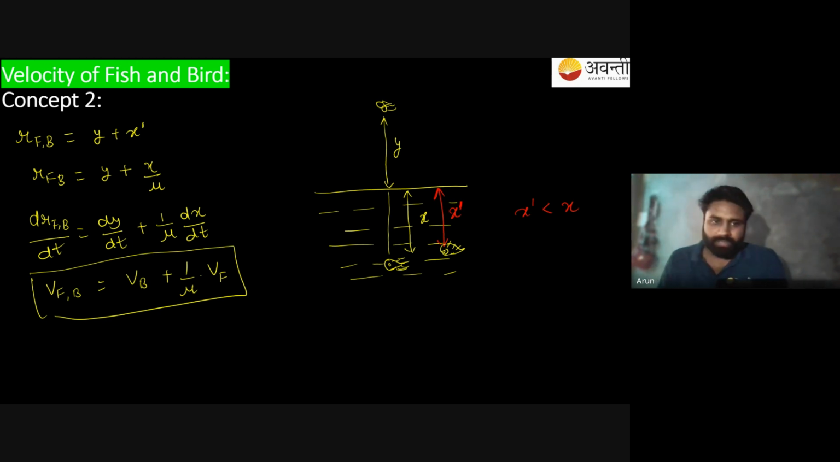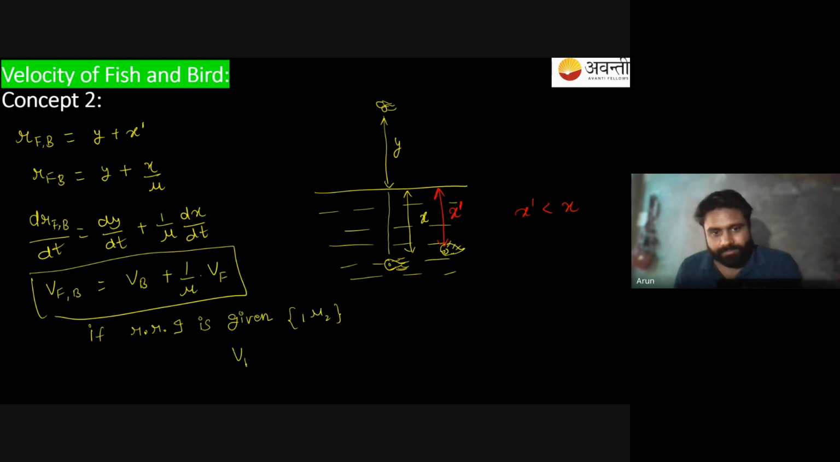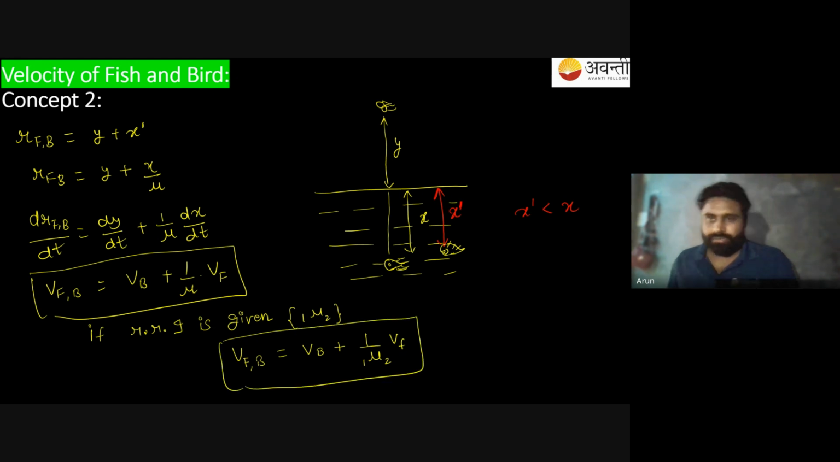And if the relative refractive index is given, like 1 mu 2, the refractive index of medium 2 with respect to 1, then the velocity of fish with respect to bird is given by the velocity of bird plus 1 upon 1 mu 2 times vf, the velocity of fish. Okay, so this is the simple concept that we have learned. If you have any doubt, you just write it in the chat box.